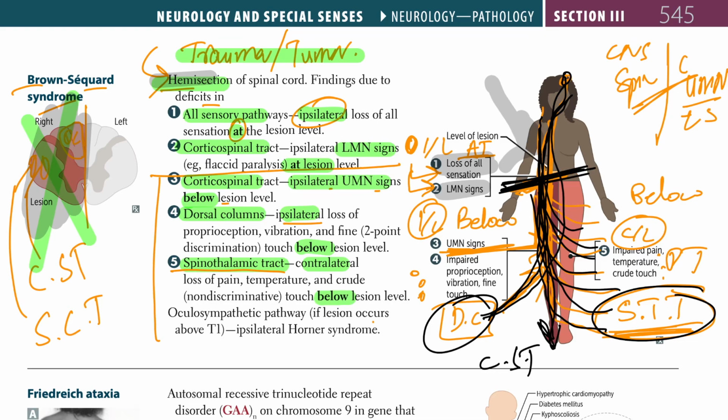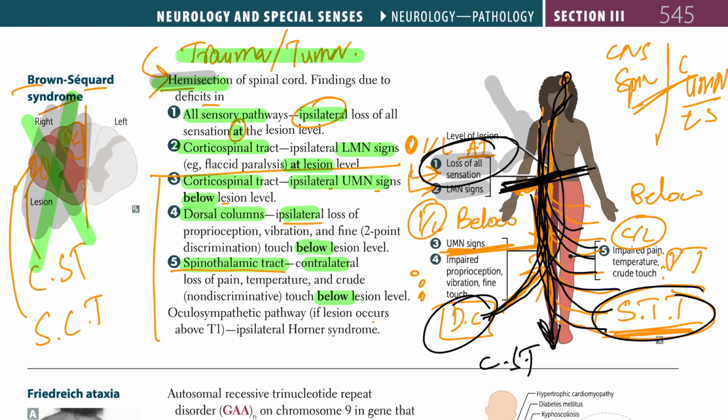Again, just a summary. At the level of the lesion, you're going to have loss of all sensations and a lower motor neuron lesion at that level. It's all about the ipsilateral side, because wherever you damage, you have more effect. For example, you have a lower motor neuron lesion there, an upper motor neuron lesion there, and also a dorsal column lesion there, meaning loss of fine touch, vibration, and proprioception.